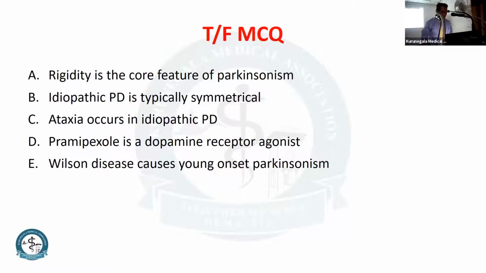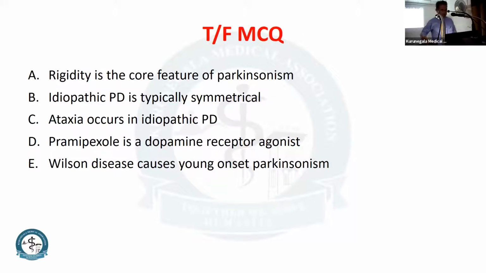Right. Okay. Third question, ataxia occurs in idiopathic Parkinson disease. True? False? You have to vote for one. And fourth question, pramipexole is a dopamine receptor agonist. True? False?